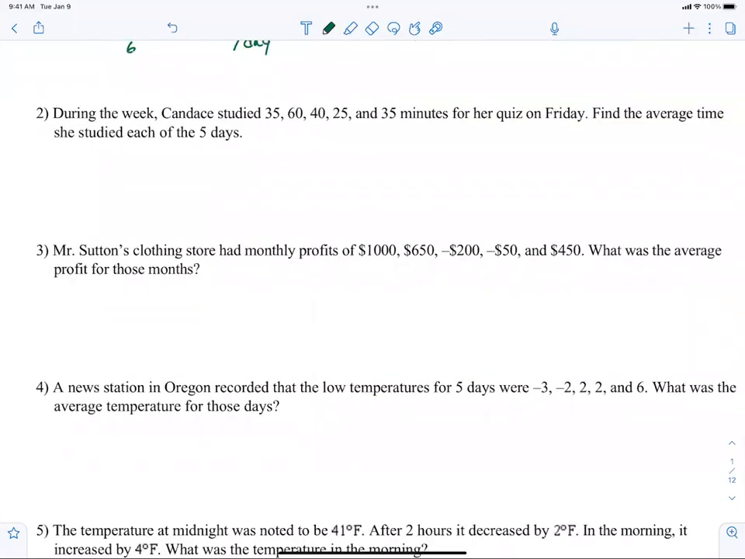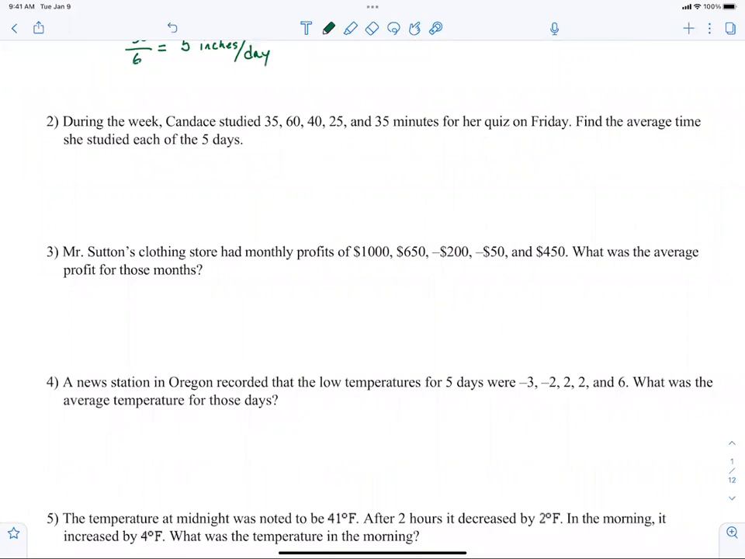Tell me what you did though. Okay. So I added them up and I got 170. How much? 170. Just let them go. Leave them alone. That's part of the problem. And then divide it by 5. And how much is that? 34. Exactly. All right. So what does that mean?